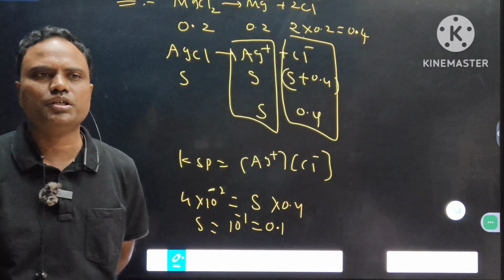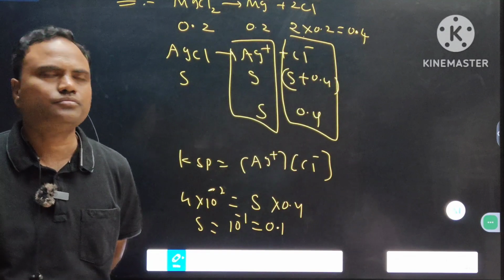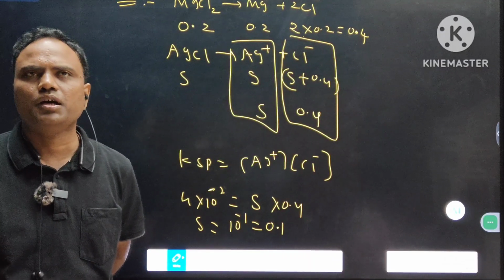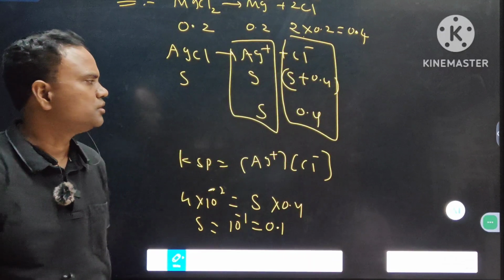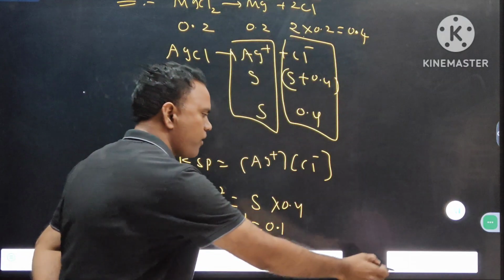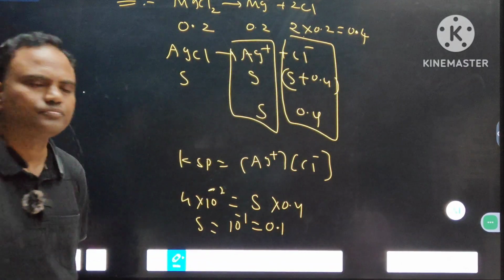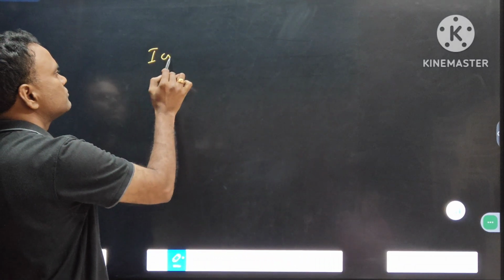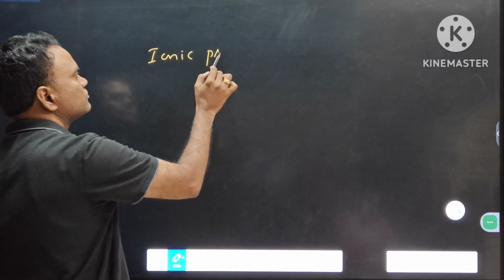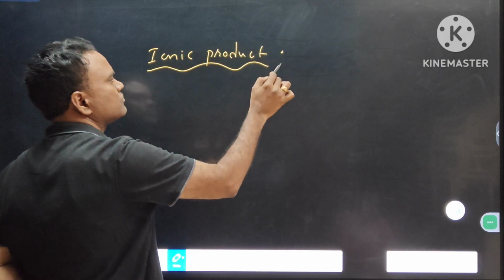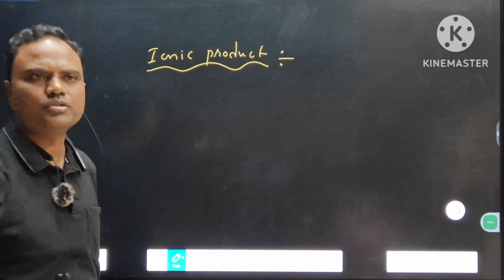This is a very, very important model. Next, keep the heading: ionic product.